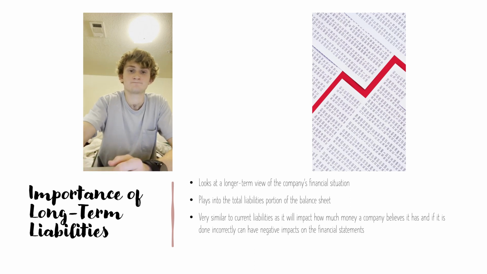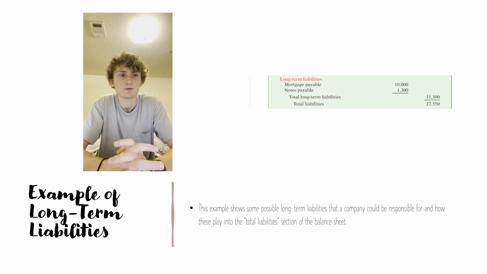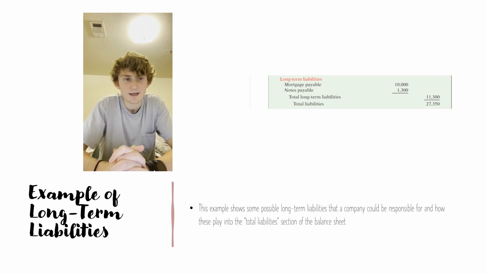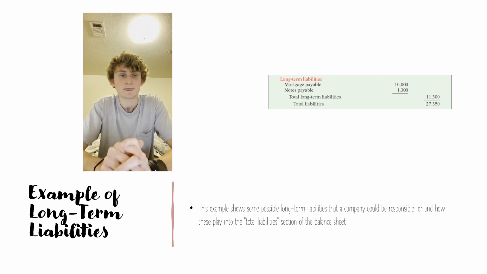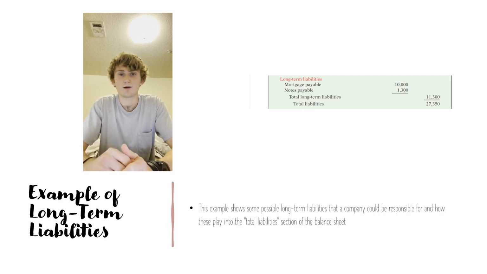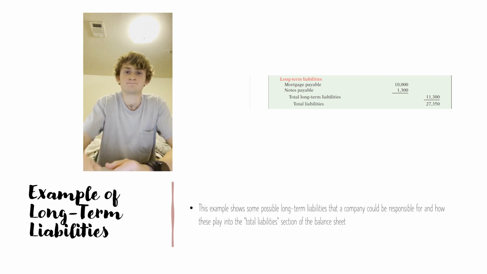If we look at an example of a long-term liability in the balance sheet, we'll see that long-term liabilities is its own subheading under the liabilities and stockholders equity section, and that under long-term liabilities, in this situation, mortgages payable and notes payable are accounted for. Those two things are added up to equal a total long-term liability, and then that total long-term liability combined with the current liability shows a total liability for that company to expect to owe.